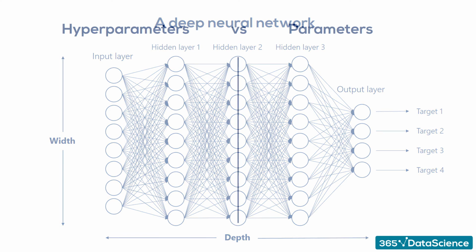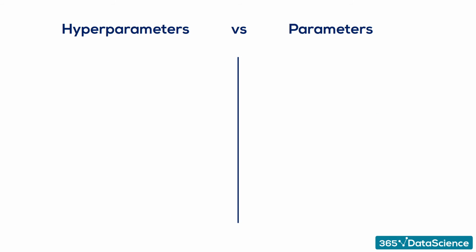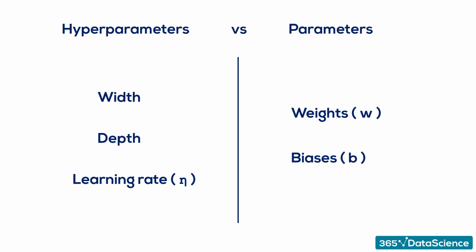Hyperparameters should not be mistaken with parameters. Recall that parameters were the weights and the biases. Hyperparameters are the width, depth, learning rate, and some other variables we will see later. The main difference between the two is that the value of the parameters will be derived through optimization, while hyperparameters are set by us before we start optimizing.